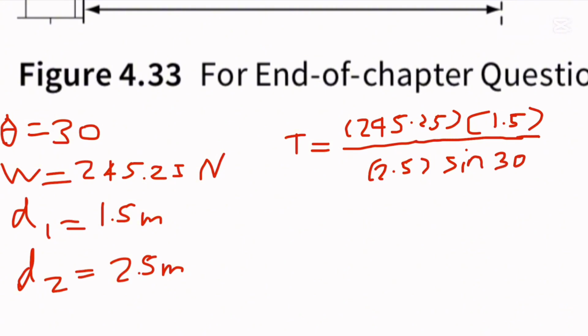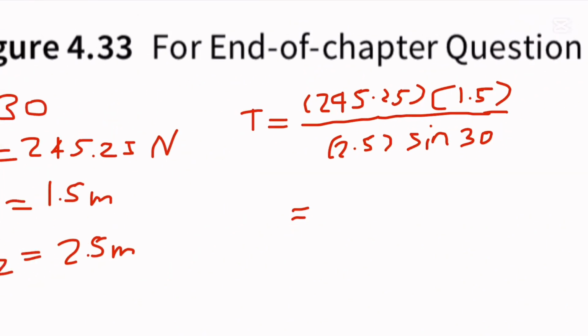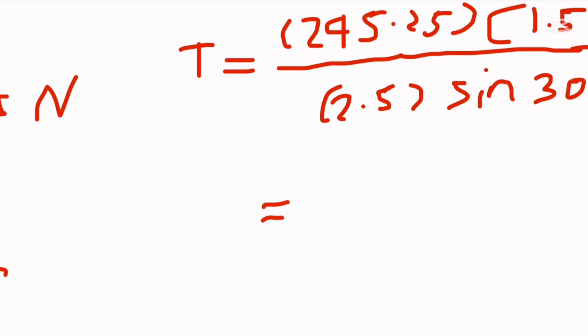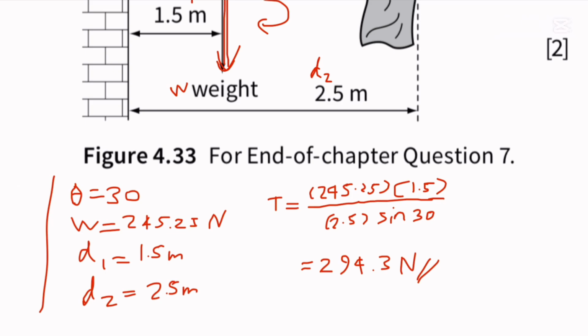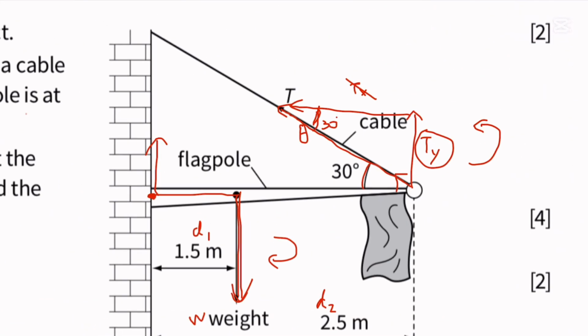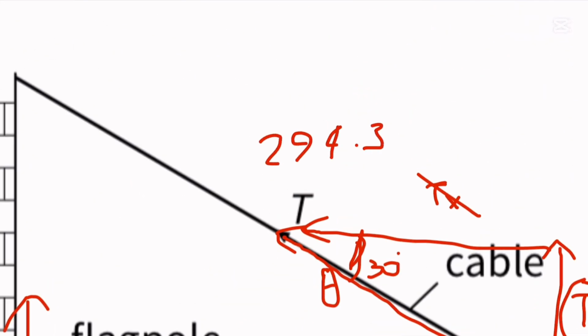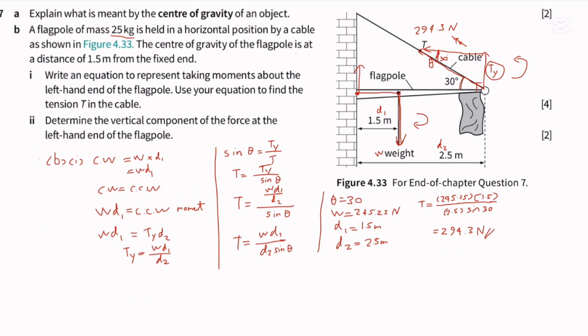Sine theta. Right. So I'll just use the calculator for this. So 245.25 multiplied by 1.5 over 2.5 sine 30. That will get about 294.3. This will be the tension force, in newtons. So the tension force is going to be 294.3 newtons. Alright, so now let's go to question number 2.